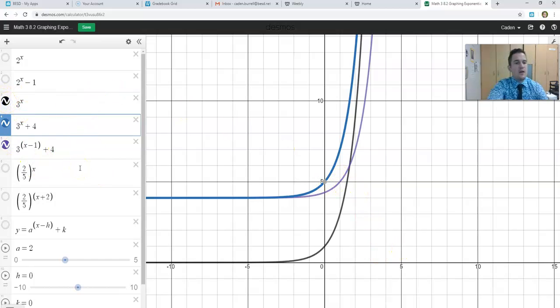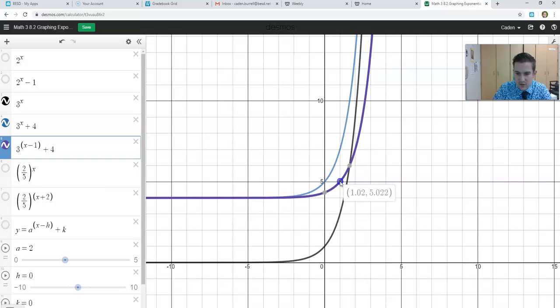So notice here, this 4 out here, the k value, moved it up 4 units, and then that negative 1 in the parentheses in the exponent moved it right 1 unit. So this point right here should be about 1, 5. Going from 0, 1, we went up 4 units to 0, 5, and then right 1 unit to 1, 5. And that is the transformation, and we're going to talk more about these in a couple days. But the big one that I want you to understand here is that this 4 right here gives me the new horizontal asymptote at y equals 4.